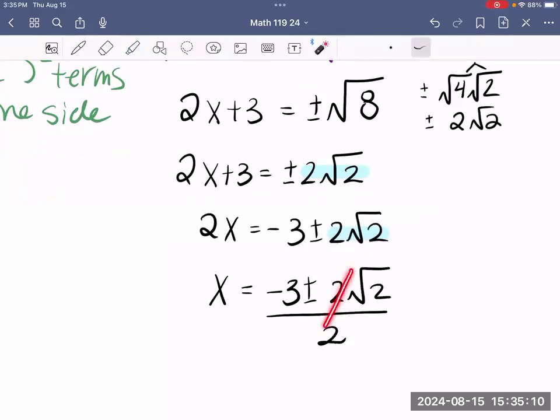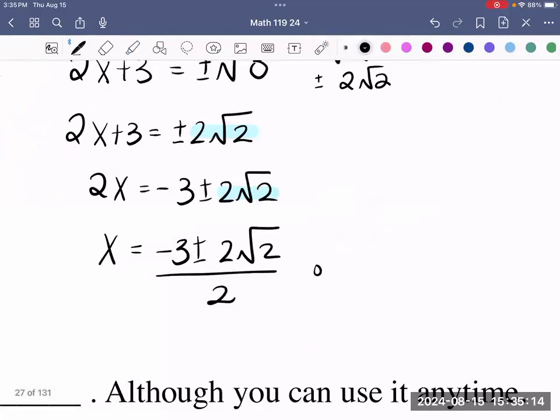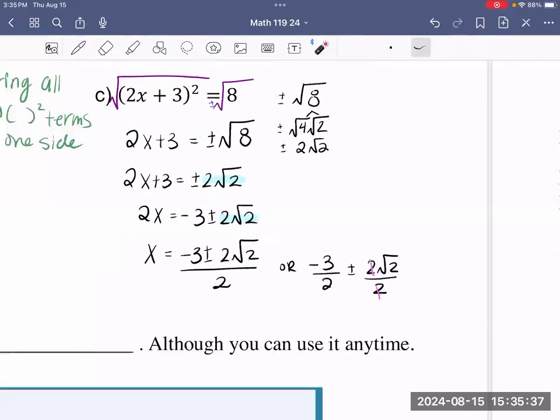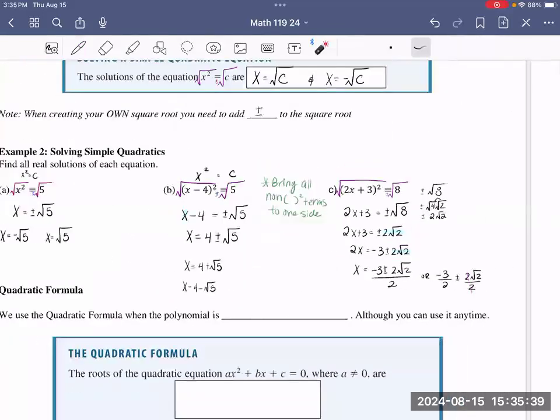And no, these 2's do not cancel unless you would be willing to break the terms up like this, in which case these 2's would cancel. Okay, I would accept either answer. It doesn't matter which one you do for me. I just think this one's a little bit easier to write out more quickly. So these are the different ways that we can go about solving.